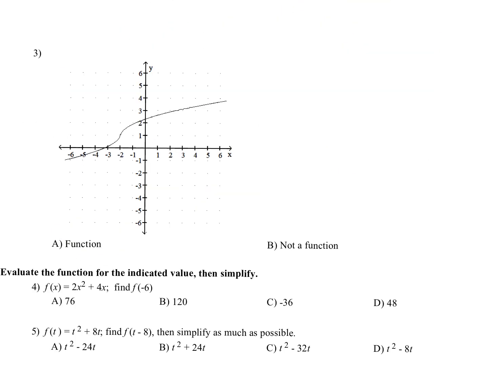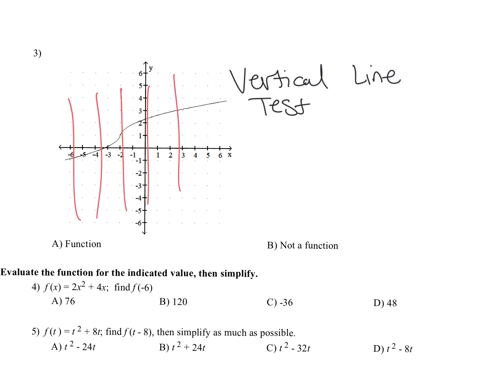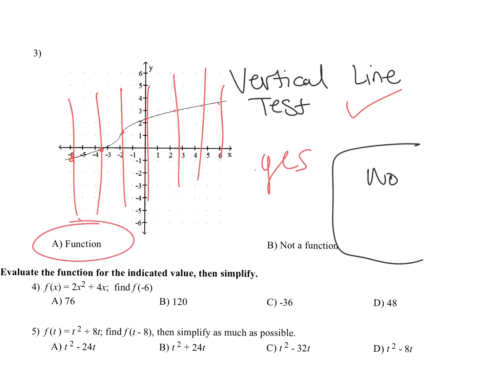For number 3, we are now looking at a graph, and we're going to determine if it's a function or not. Graphically, we can do what we call the vertical line test. That's where we take a vertical line across, and we just want to make sure it's only crossing in one spot. That would show that the x's do not repeat. So yes, this passes the vertical line test. An example of a no would be if I had a graph that looked like this, and I tried to do a vertical line, and it's crossing in more than one spot.